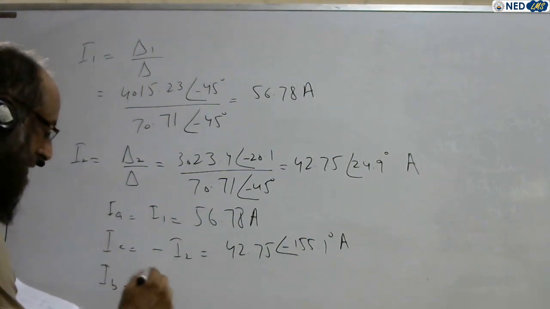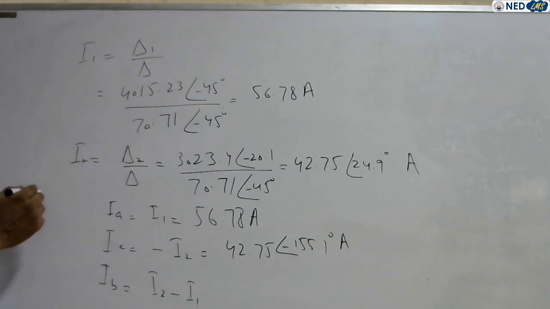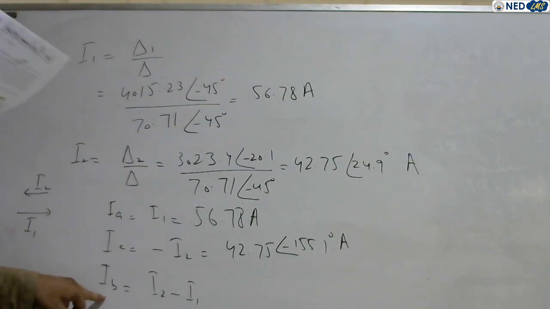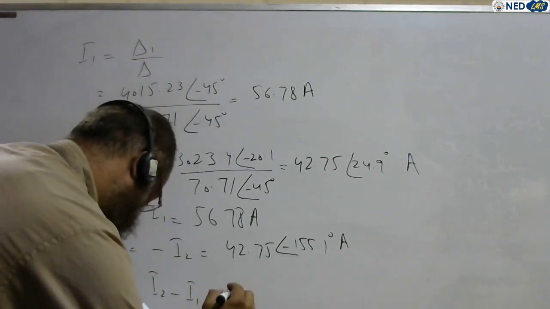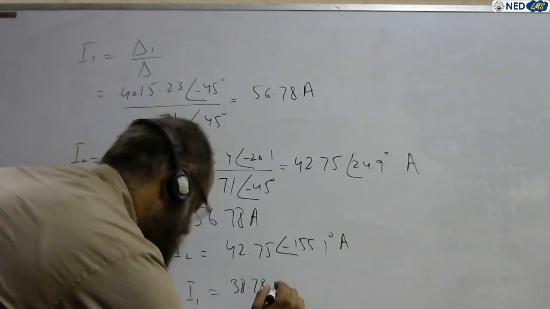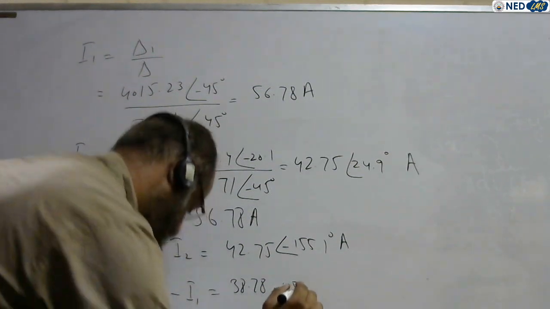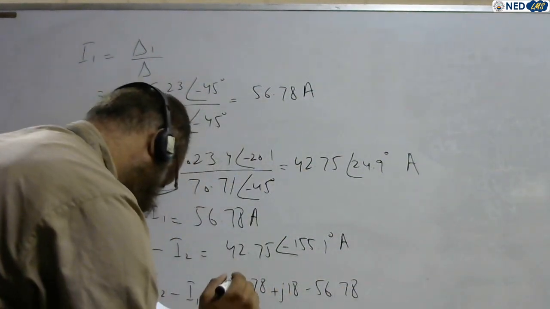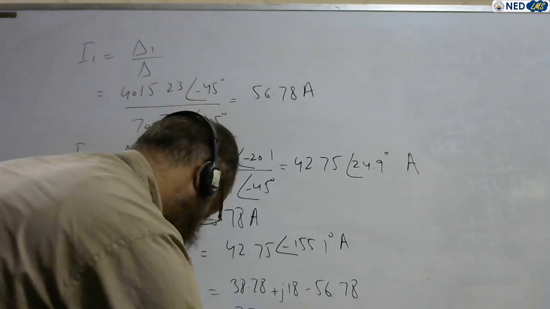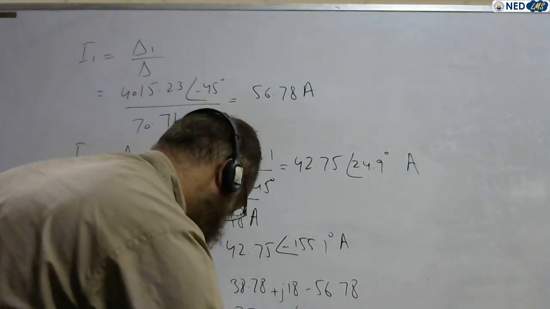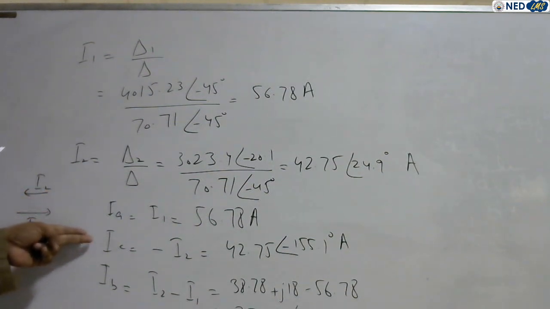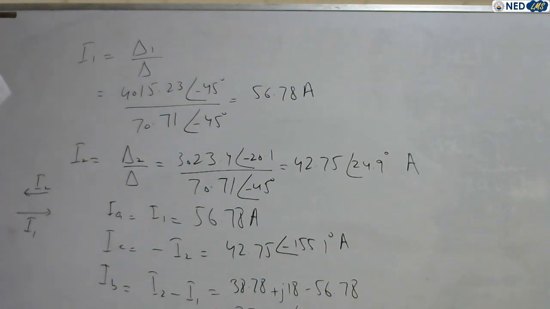And IB is the difference of two currents, that is I2 minus I1. If you consider the figure again, the direction of I2 and I1 was opposite, right? So the difference of these two currents from this line, that is line B, right? So in this we calculated all line currents, that is line A, line B, and line C. All line currents are calculated.